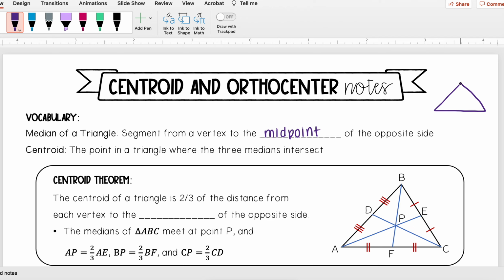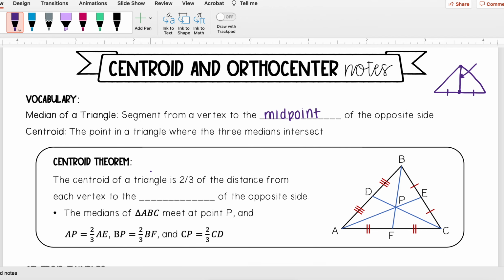One of the medians would be from this vertex. I would draw a segment, and then this other endpoint would be the midpoint of this opposite side, making these two parts equal to each other. And so this line right here is called the median. The centroid is the point in the triangle where the three medians intersect.